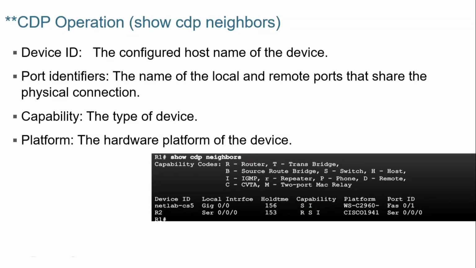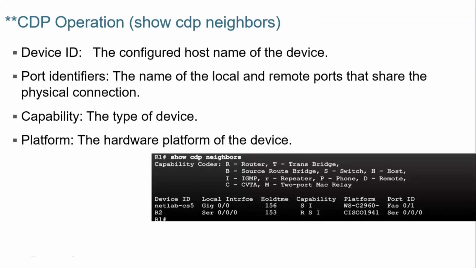Okay. And then here is the platform. So we know that it is running a Catalyst 2960. So this switch device is a Catalyst 2960. R2 is a neighbor. R2 is connected to R1 on R1 serial 0/0/0. R1 is connected to the R2 serial 0/0/0. So there are two cables. One end is serial 0/0 of R1. The other end is serial 0/0 of R2. And then what is R? R is a router, okay? And it is a Cisco 1941. So it gives you information about your neighbor.